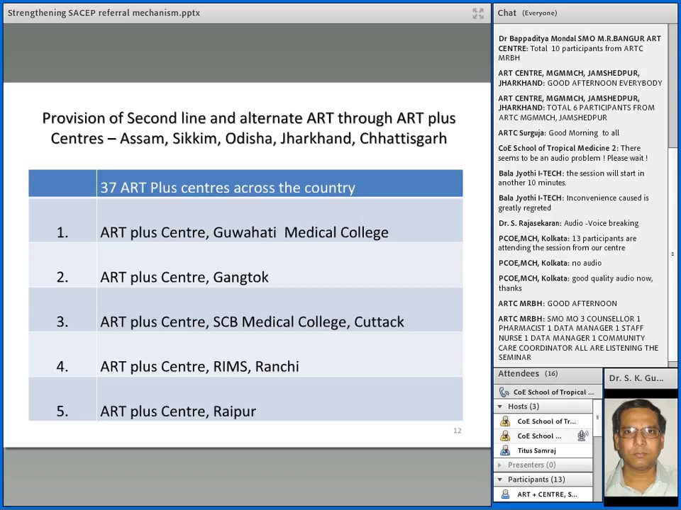Similarly, Ranchi has also developed an ART Plus center, and the Raipur ART Plus center for Chhattisgarh, I understand, is yet to be made functional, but I believe that is probably going to be done very soon.